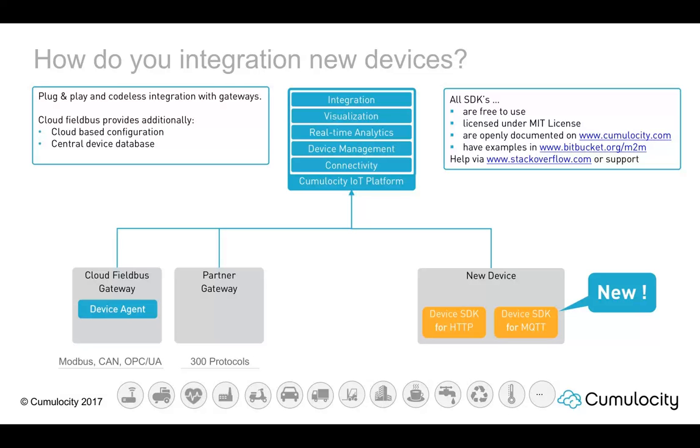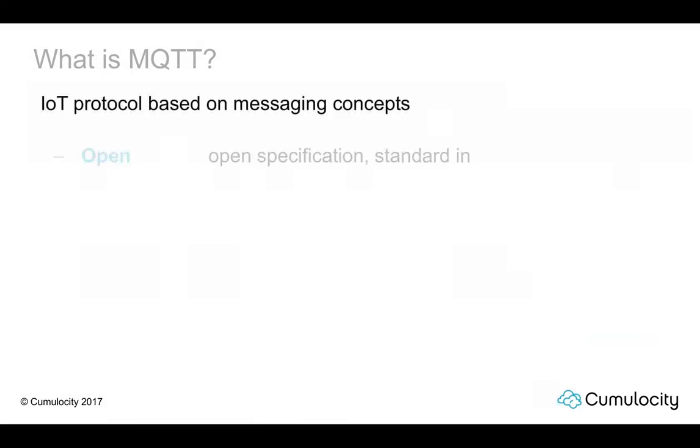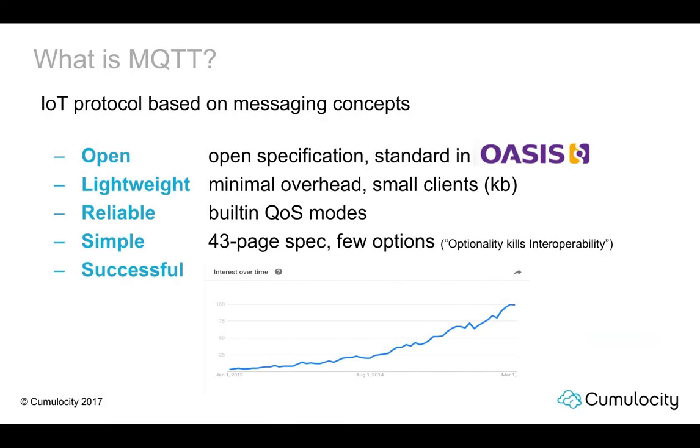Before going into the Cumulocity features, let's first have a look at what MQTT is and why we selected it, among all the protocols that we supported, as a second built-in protocol, which is natively supported in the core of Cumulocity. MQTT was developed from the beginning as an IoT protocol, and it's an open protocol, which means you can easily access the specification. It is developed as a standard in Oasis, and Cumulocity is a member of Oasis and of the specification group, and currently the group is working on the next version of MQTT, version 5.